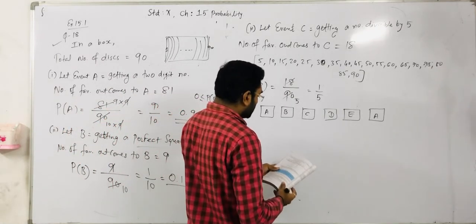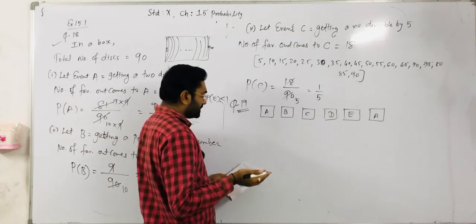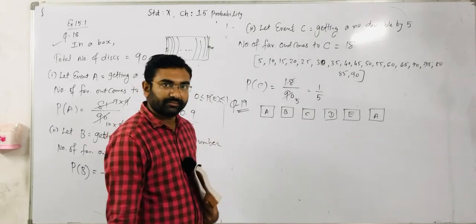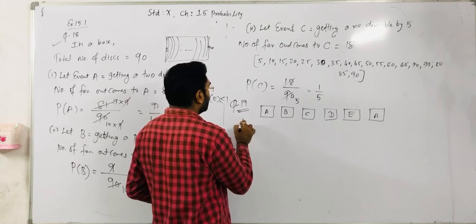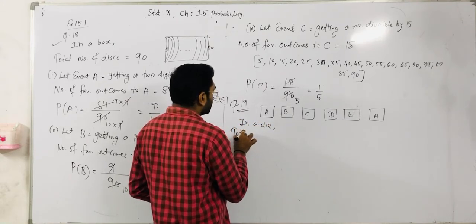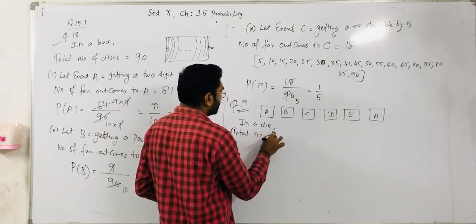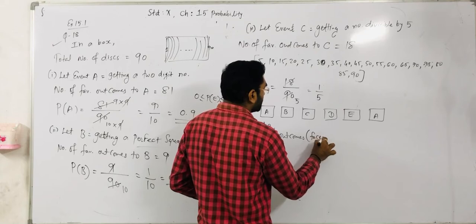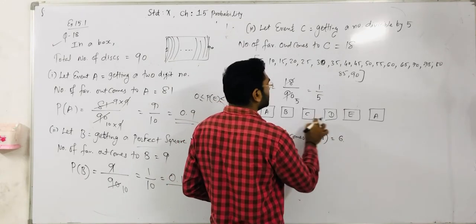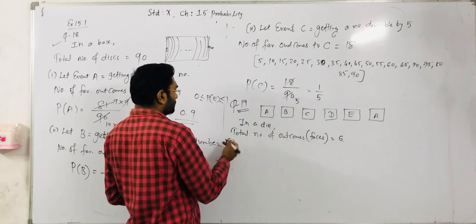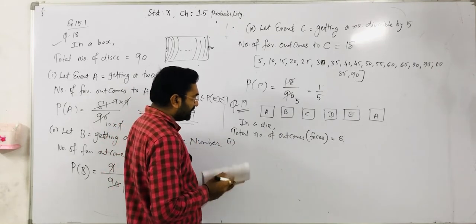So they said, if the die is thrown once, what is the probability of getting a letter A as well as letter B? So first of all, in a die, what is the total number of faces? That we have to mention. Total number of outcomes, or you can say faces, is 6. These 6 faces are there. Okay. Now the first question is given: probability of getting a letter.